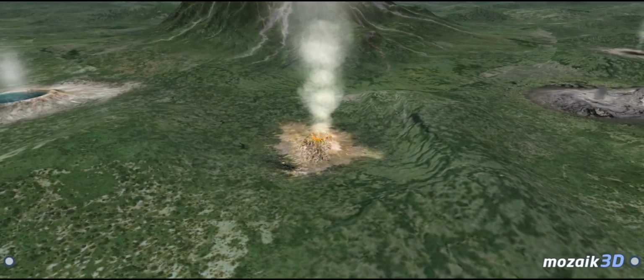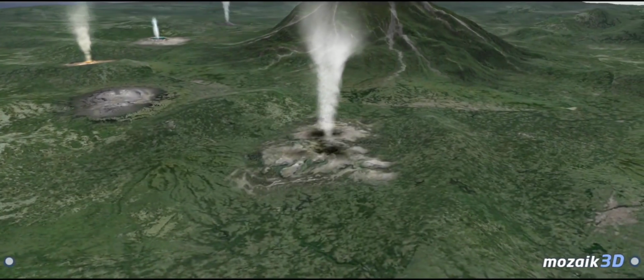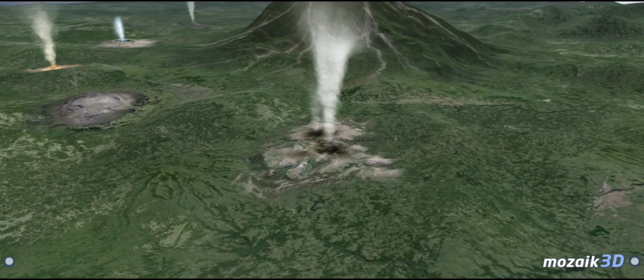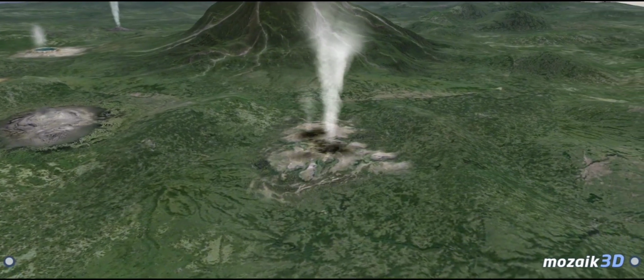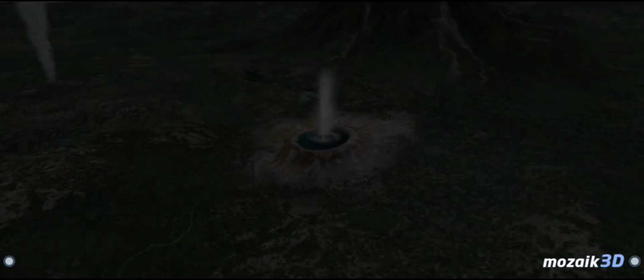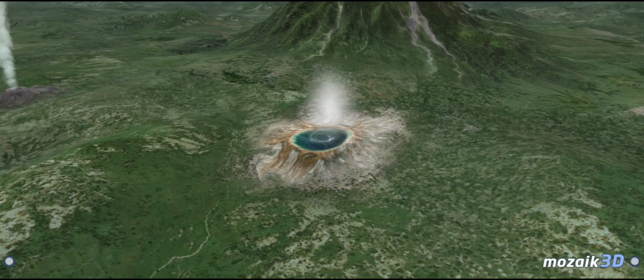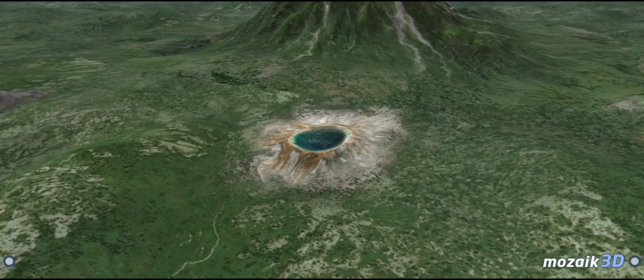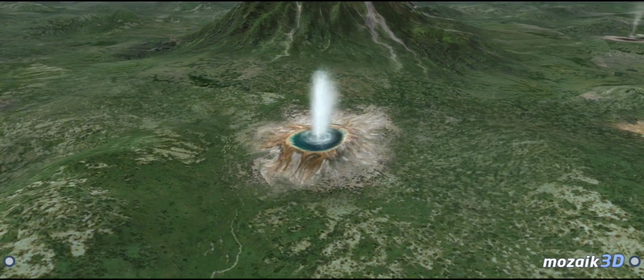A mofetta is a discharge of carbon dioxide. A mofetta can be called dry if it contains carbon dioxide, or wet if it contains carbonated water. A geyser is a spring that periodically discharges hot water. This happens because water seeps into and accumulates in small hollows beneath the ground, and then starts to boil due to the heat of the magma and eventually erupts.